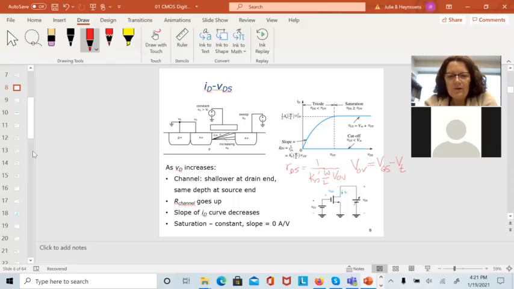As VD increases, the channel keeps getting shallower at the drain end. Our channel resistance goes up, the voltage is also going up, so the current stays fairly constant. Because the resistance is going up ideally by the same amount as the voltage is going up.